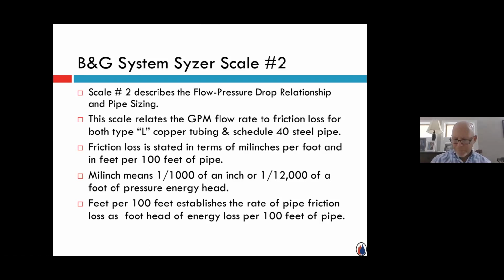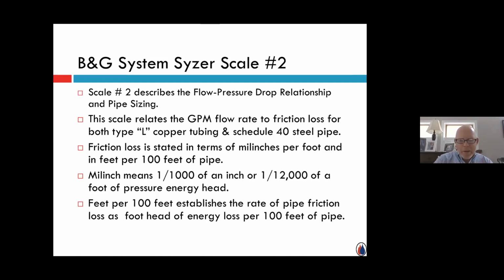So on the wheel, scale 2 references flow rate for the friction loss for both type L copper and schedule 40 steel pipe. There are 2 different measurements of friction loss. One of them is milli-inches per foot, which we're never going to talk about again, but just recognize that it was there. It was useful a very long time ago when systems were being converted from perhaps gravity hot water to a pumped circulator. The piping was so large because it was able to provide flow with gravity, and all of a sudden you have this electric motor and an impeller or centrifugal pump. The pressure drop was very low, so they started using milli-inches.